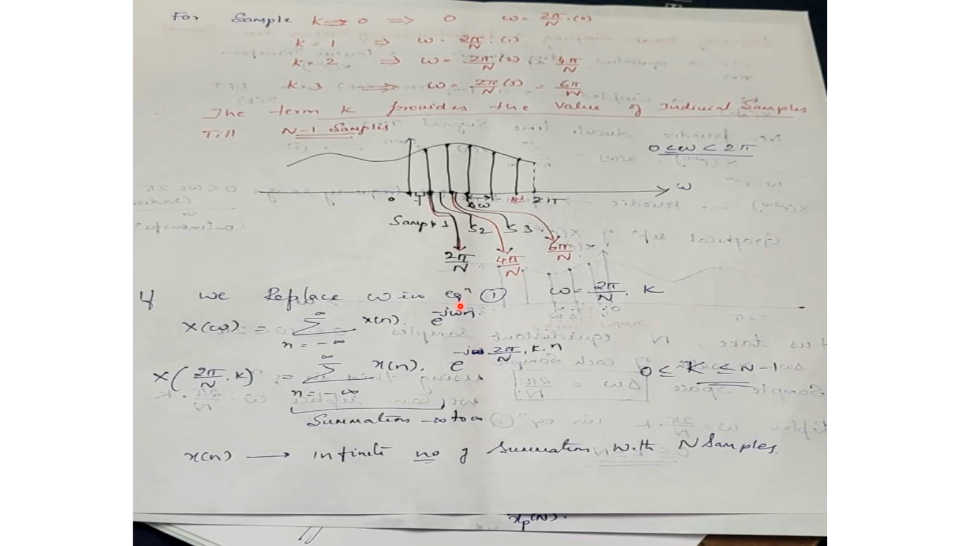So if we replace omega in equation 1, we get X of omega is equal to the summation of n equal to minus infinity to infinity of x of n into e to the power of minus j omega n. We are substituting omega is equal to 2 pi by N into k. We get e to the power of minus j 2 pi by N into kn, where k lies between 0 and N minus 1 samples. So this is a summation term where n is equal to minus infinity to infinity.